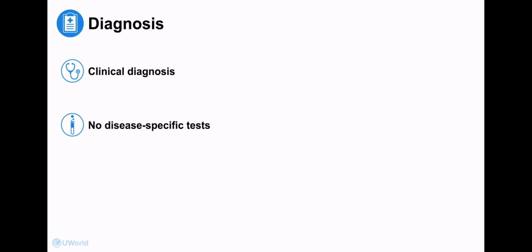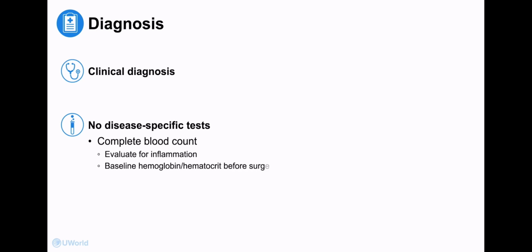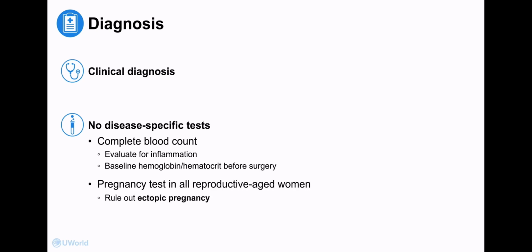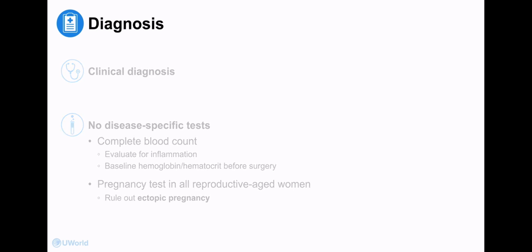Ovarian torsion is typically diagnosed clinically based on history and physical examination. There are no laboratory tests that are specific for ovarian torsion. However, a complete blood count is typically collected to evaluate for inflammation and to have baseline hemoglobin and hematocrit levels prior to surgery. In addition, a pregnancy test is ordered in all reproductive-aged women to rule out ectopic pregnancy and guide further management. Although not required, a pelvic ultrasound can help confirm the diagnosis.